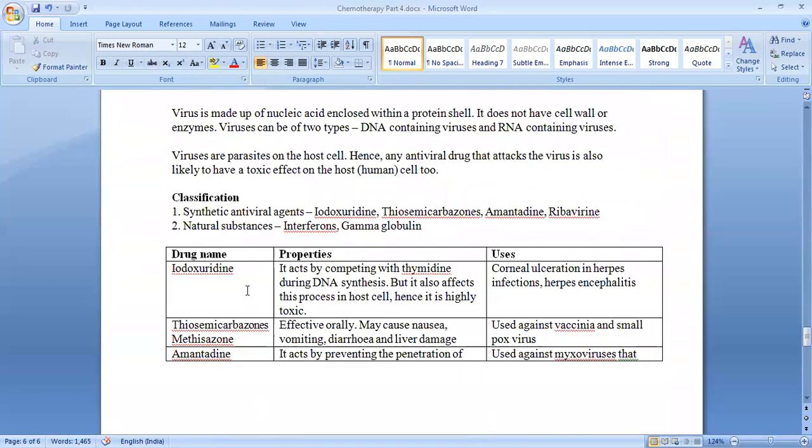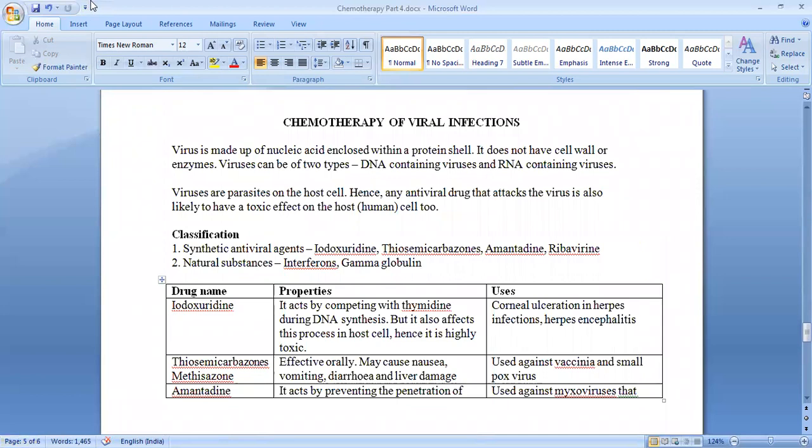So this is about the antiviral chemotherapy. We will stop here for now, and next time we will continue with certain other parts which are there in chemotherapy.